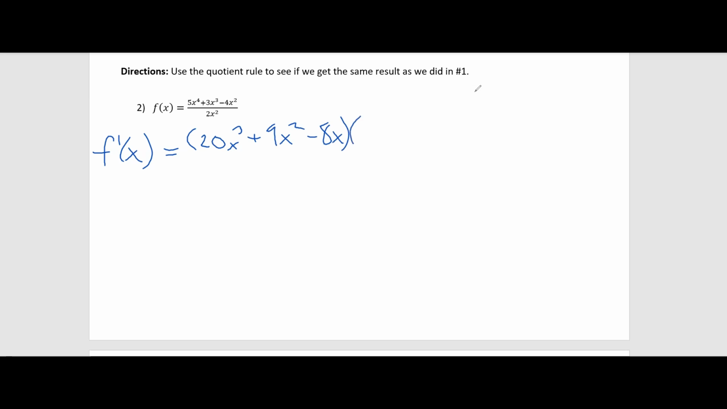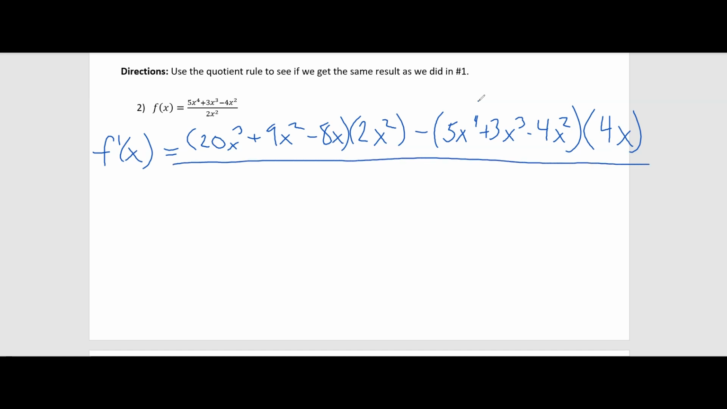We multiply that by the bottom function, 2x squared, minus the top function, and then we're subtracting the product of the top function and the derivative of the bottom. So that's going to be equal to 4x. That looks like a lot. And then we are just squaring our bottom function. So 2x squared, that product squared.